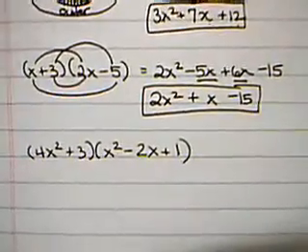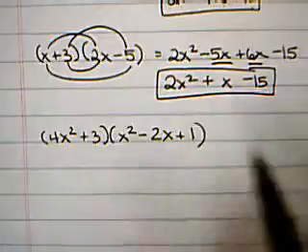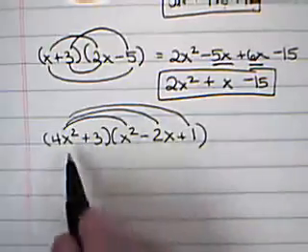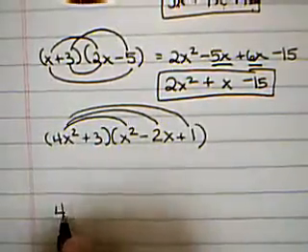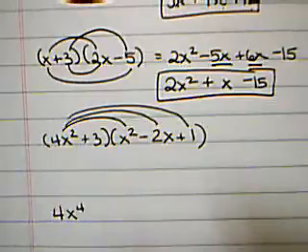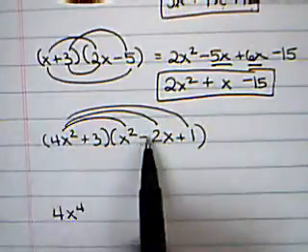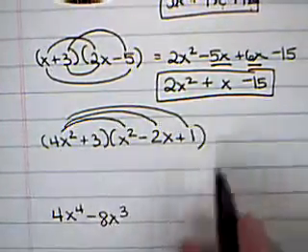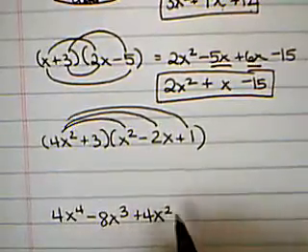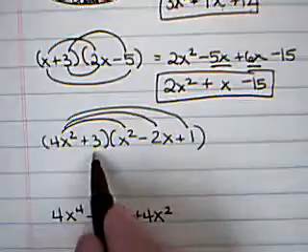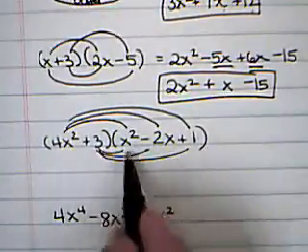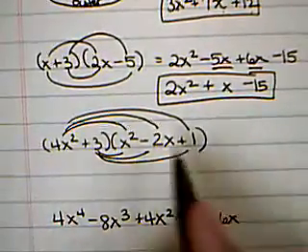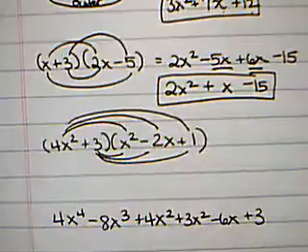The next example is multiplying a binomial times a trinomial. So I would take the 4x squared and I would multiply, so distribute it. So 4x squared times x squared would actually be 4x to the 4th power, because again you're adding those exponents. 4 times negative 2 is negative 8. X squared times x is x cubed. 4x squared times positive 1 is just positive 4x squared. So we've distributed the 4x squared to all three terms. Now we're going to distribute positive 3 to all three terms. So 3 times x squared is 3x squared. 3 times negative 2x is negative 6x. 3 times positive 1 is positive 3.